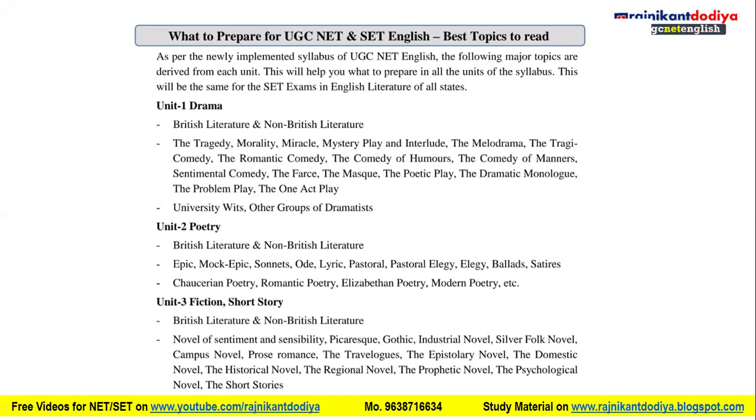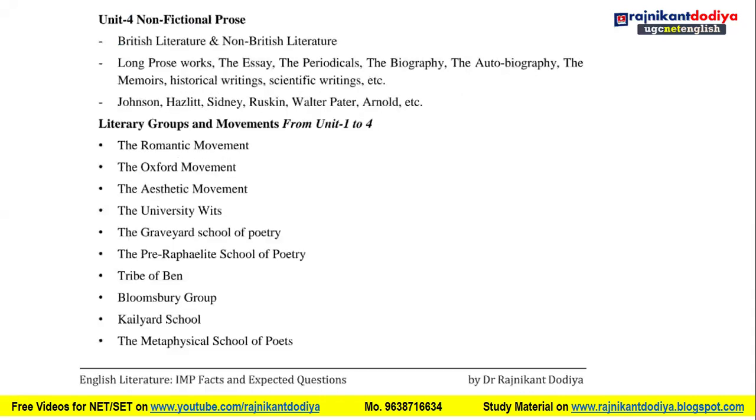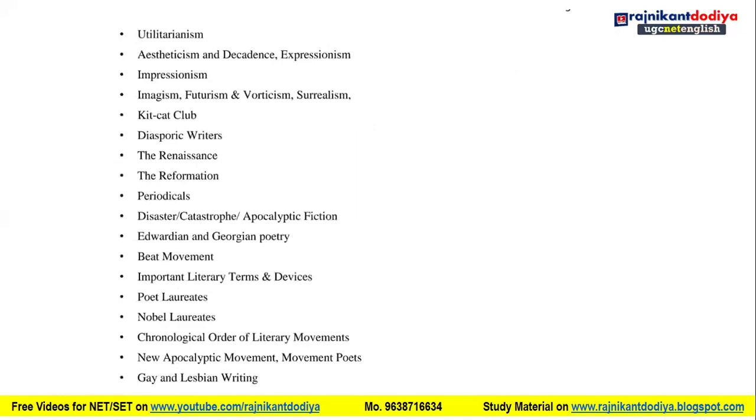You can see here I have divided, or I can say classified, the important topics among the different units of the syllabus. Unit 1 drama, then poetry, then unit 3 fiction and short story, then literary groups and movements from unit 1 to 4. Here the English literature units include these groups and movements that have happened in the history of English literature. Small and brief details are also given regarding these groups and movements in this particular book. You can see a lot of groups are there, a lot of movements are there.